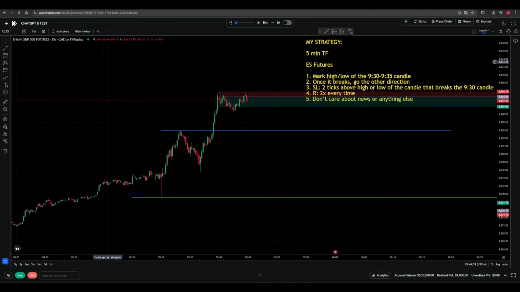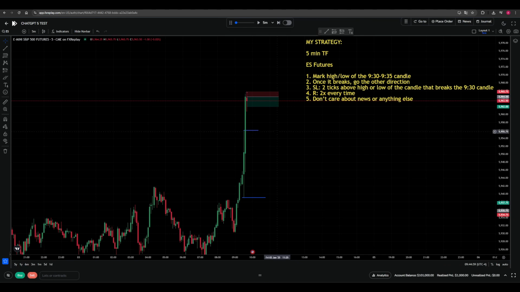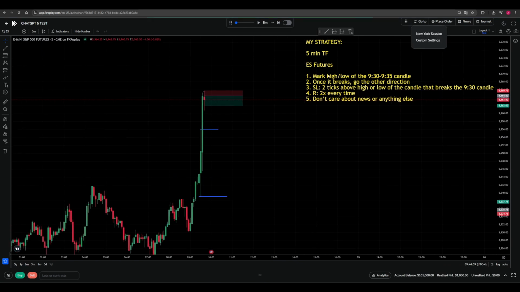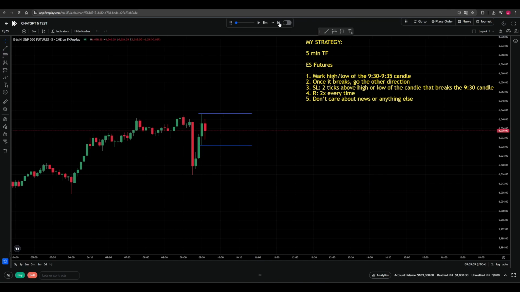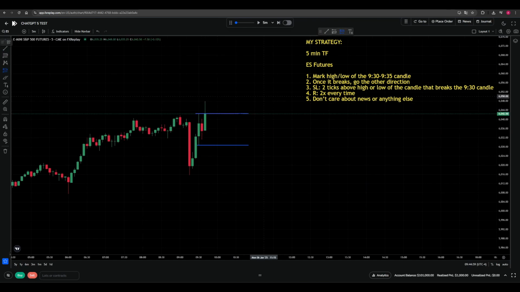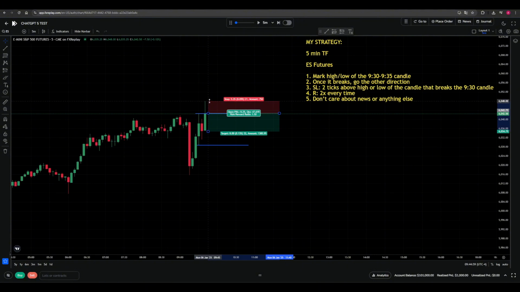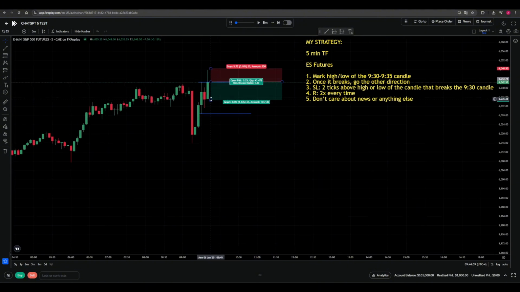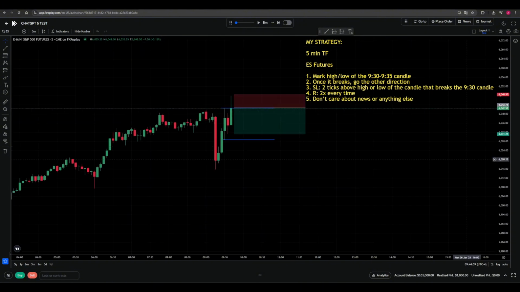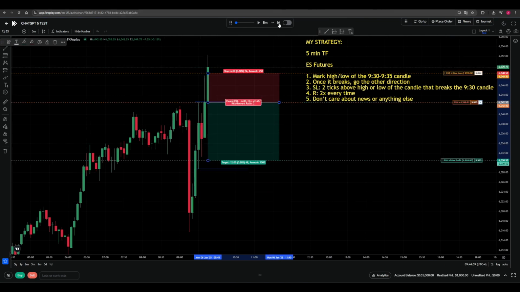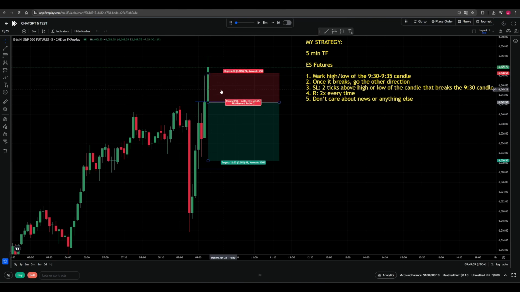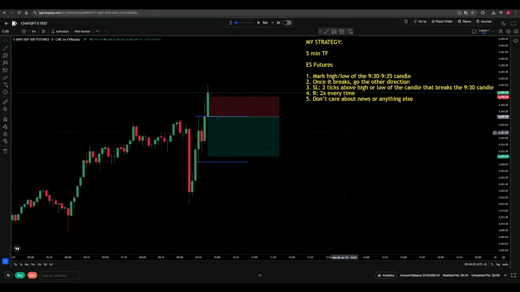I'll give you one more example, and then I'll do the backtest and then show the full results. Go to next day, 9:30 candle, mark high and low, see where it breaks out. It broke up to the upside. We go short, 2 ticks above, and 2x down here. So this is the third trade. Let's see what happens. And this was an obvious loss.